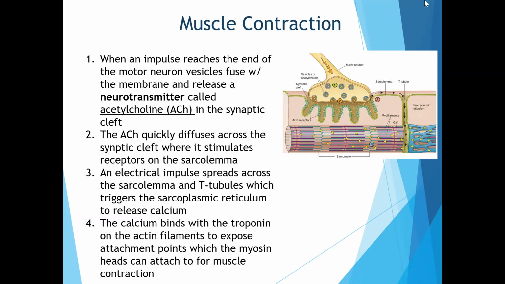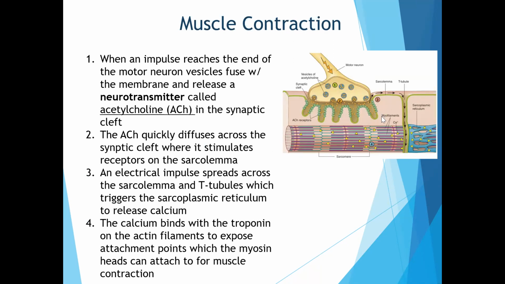All right, so what happens is an impulse reaches the end of the motor neuron, and that causes the motor neuron to release a neurotransmitter, which is basically a signaling chemical. And in this case, it releases acetylcholine. ACH is the abbreviation for that. And that acetylcholine then goes into the synaptic cleft. So it quickly passes through the synaptic cleft, and there's receptors on each muscle cell's sarcolemma.